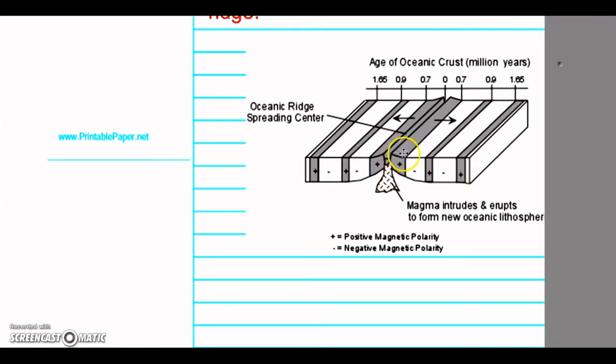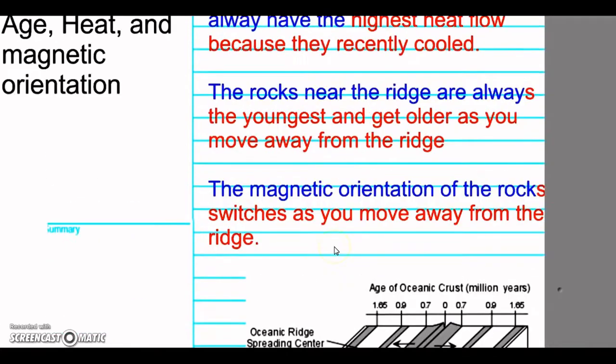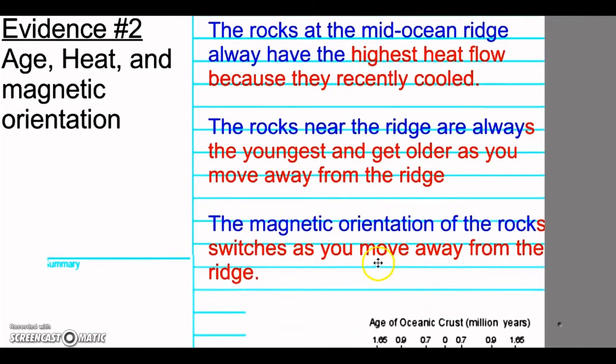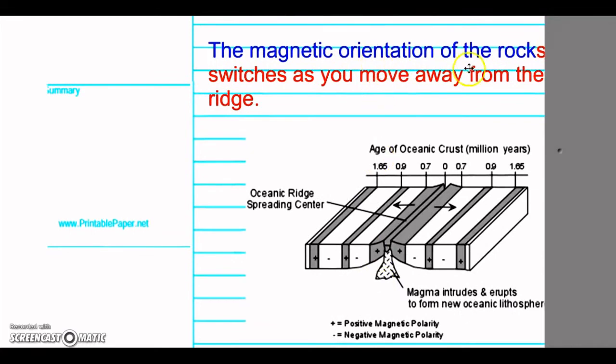These are the same age, and they have the same magnetic orientation, and so on outward. So as you move away from the ridge, as you move away from the brand new rock, the rocks get older, and you can see that the magnetic field has flipped. So in your notes, that's the bottom part of your notes here. The magnetic orientation of the rock switches as you move away from the ridge. Okay?